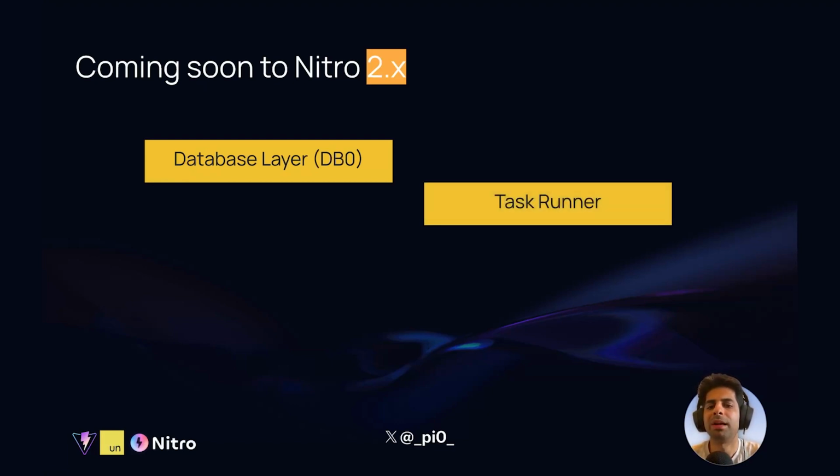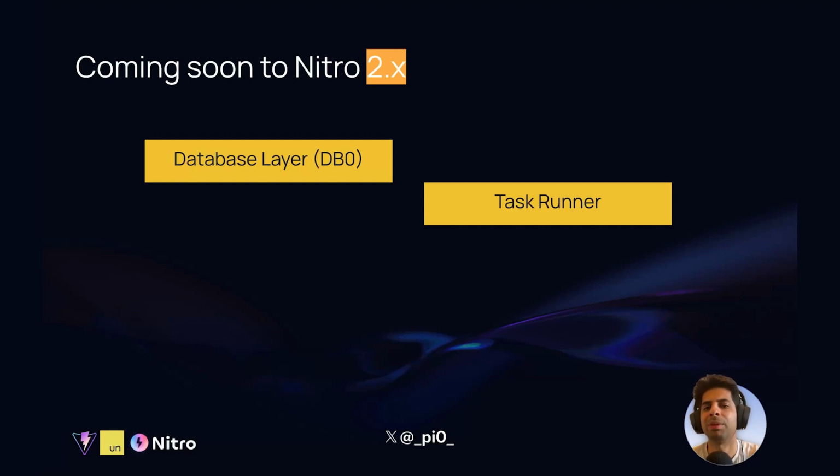The other thing that we plan to introduce in Nitro version 2 is the task runner. Nitro is traditionally a server framework. It means that when a request comes, we process it, we generate a response and send it back to the users. But sometimes there are tasks that are not bound to a request.